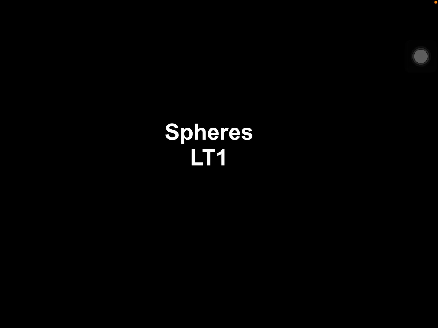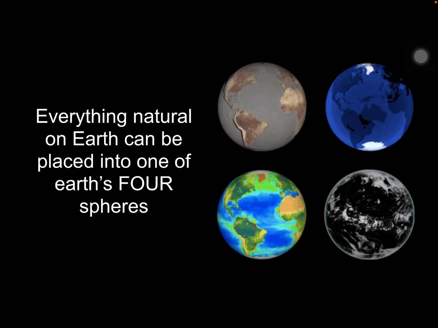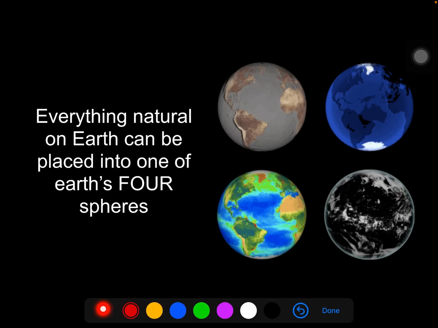Here we are getting started with our first learning target of this unit, Carbon and Earth's Processes, which is the Earth's spheres. So you're looking at your explained notes. We're going to fill in the details for the 4 Earth spheres, including examples of each. So we know the Earth spheres are broken into these categories, and they include everything natural that can be found on Earth.